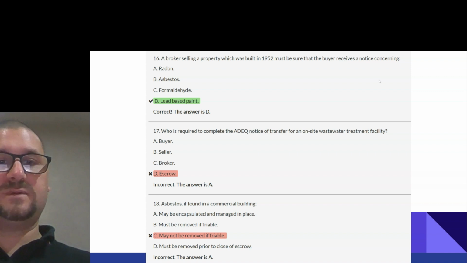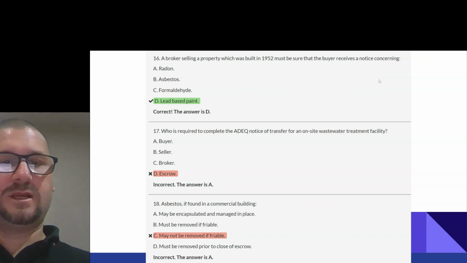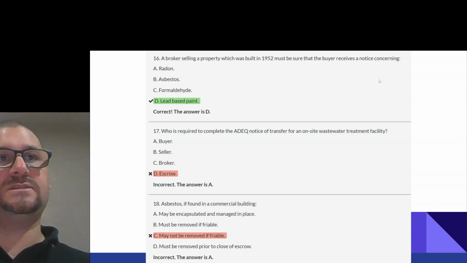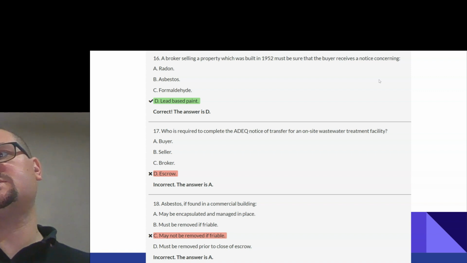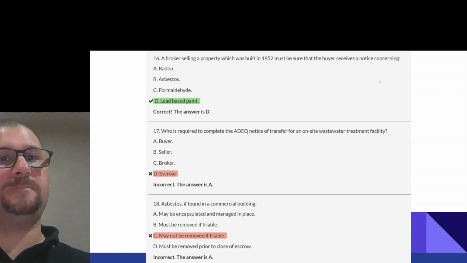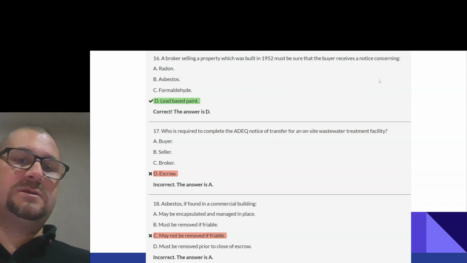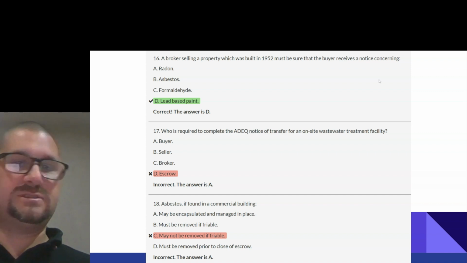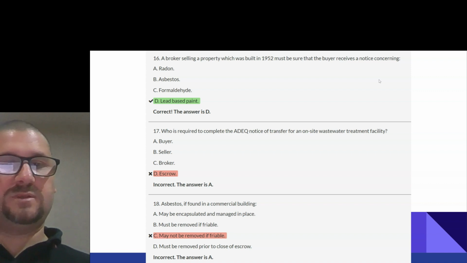Asbestos, if found in a commercial building, what? Alpha: may be encapsulated and managed in place. So how do you treat asbestos? You encapsulate it, right? Put a big barrier or something. So encapsulation is the treatment process for asbestos. So it may be encapsulated and managed in place. B, must be removed if friable, no. May not be removed if friable, no. Must be removed prior to close of escrow, no.